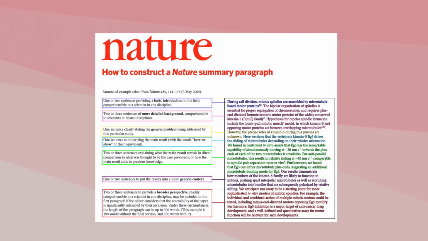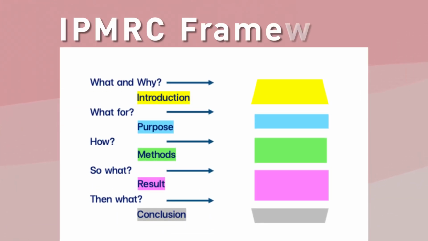Then, you just need to answer all the questions with short answers, 1 to 2 sentences, and compile everything into a tiny paragraph. And the abstract is done. Easy, isn't it? To help you build the abstracts, you can always use the IPMRC framework. The idea is to answer specific types of questions that are relevant for the structure of the abstract.